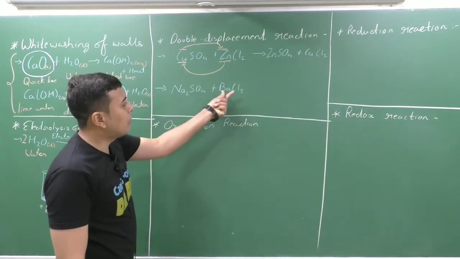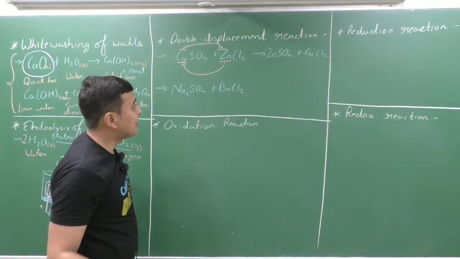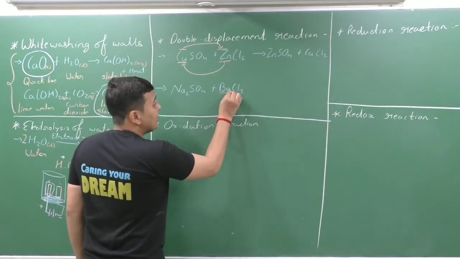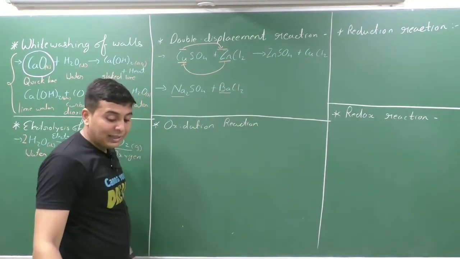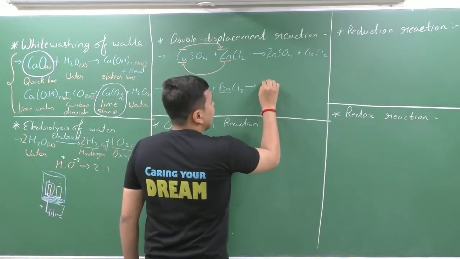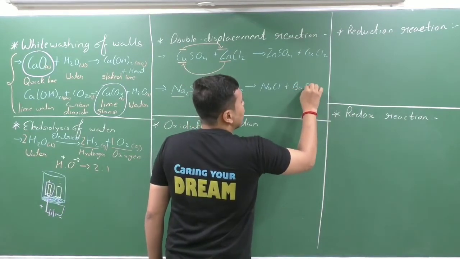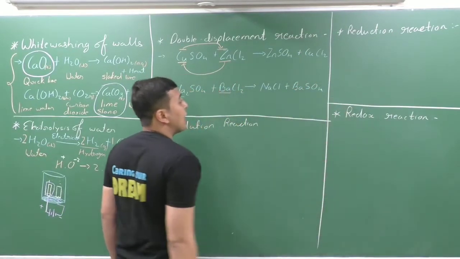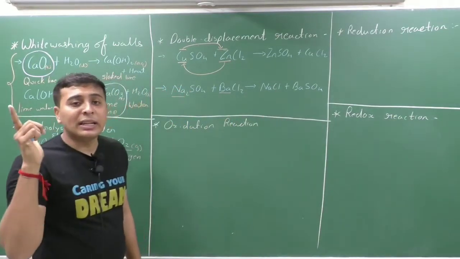Sodium sulfate is a compound, barium chloride is a compound. So now what happens in the double displacement reaction? Barium will take the place of sodium and sodium will take the place of barium. So the new compounds formed here are NaCl and BaSO4. Now the compounds are formed according to the valencies of the elements.